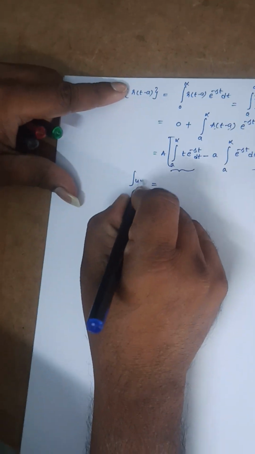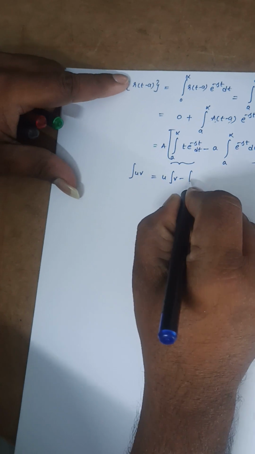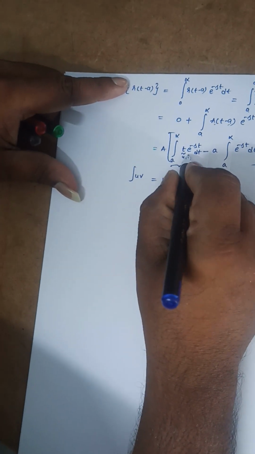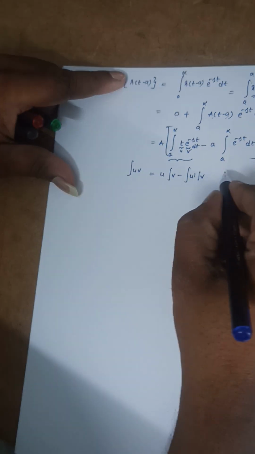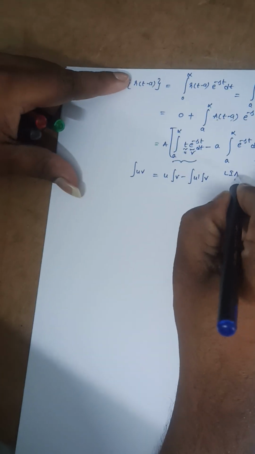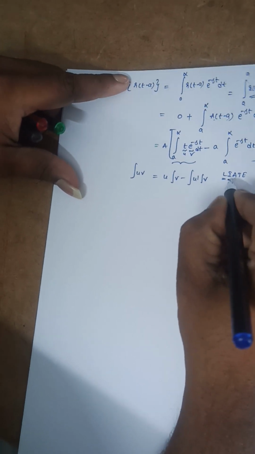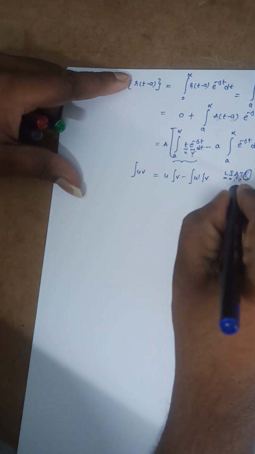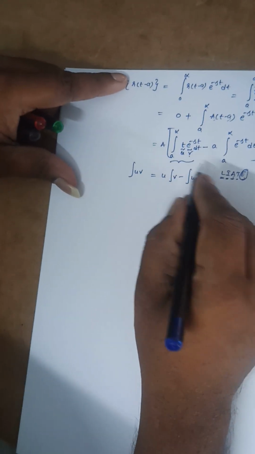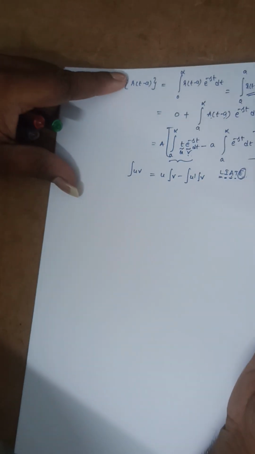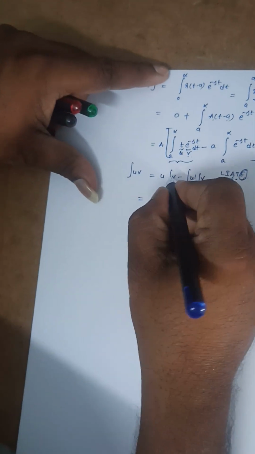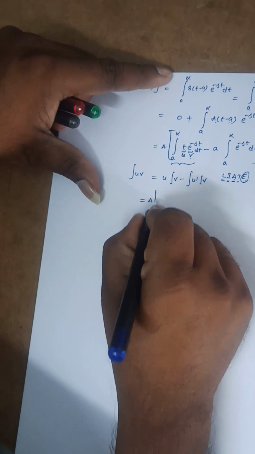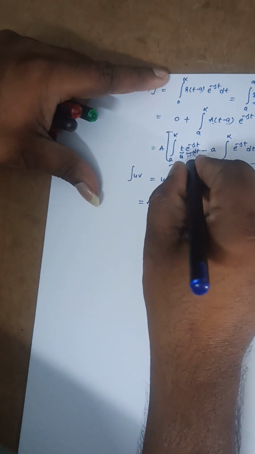The formula for integral uv is u integral v minus integral u dash integral v. Here let us consider this is u and this is v, because of LIATE: logarithmic function, inverse trigonometric, algebraic, trigonometric, exponential. Exponential function is the last one, so it is v. Algebraic function is before that, so that is u. First one is u, and the last one is v. So let us use this formula to find this value, a into u is t, and for v I need to integrate this one.